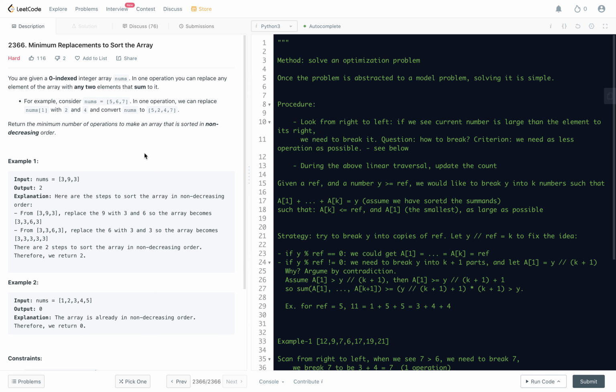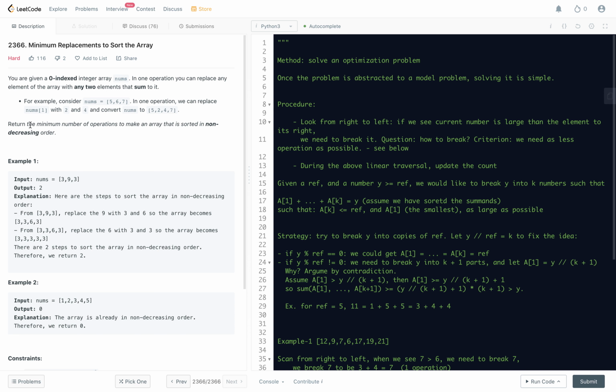Let's have a look at problem 2366, minimum replacements to sort the array. In this video, we're going to share a solution based on transforming the problem to a standard optimization problem. Then writing the code is a piece of cake.